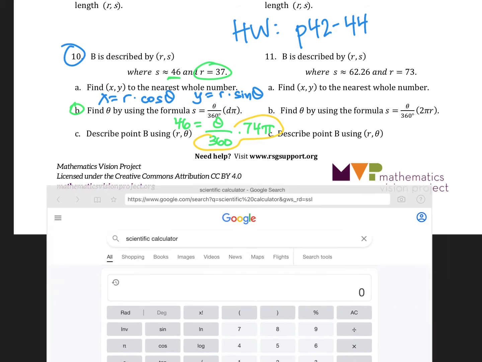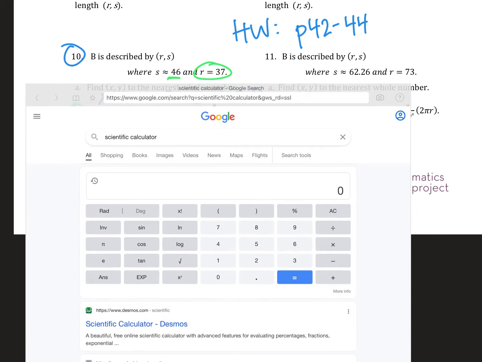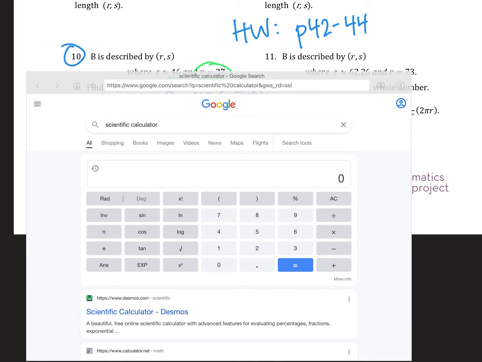If you have a calculator with you, that would be the time to take 74 pi and divide by 360. Well, I can't undo that, so oh, there we go. All right, so it comes out to about 0.645. I would definitely recommend rounding to more than just the nearest tenth. That way we have a little bit more to work with. So 0.65 would be sufficient here.